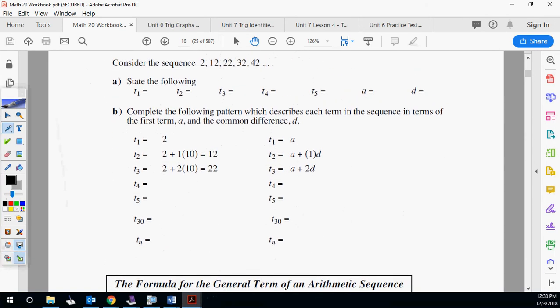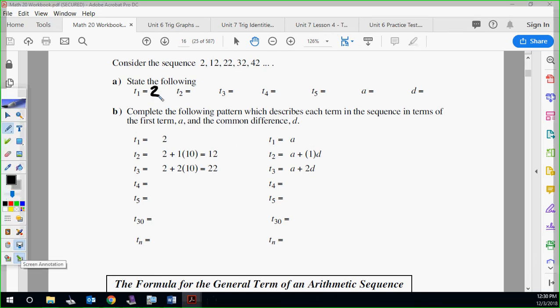So state the following. Term 1 is 2. Term 2 is 12, then 22, 32, 42. So A was 2, and the common difference is 10. So we're developing the pattern in terms of the calculation on the left and in terms of values related to A and D on the right. What are we doing to A and D? For example, term 1 is simply 2. Term 1 is equal to A. We call A the first term.